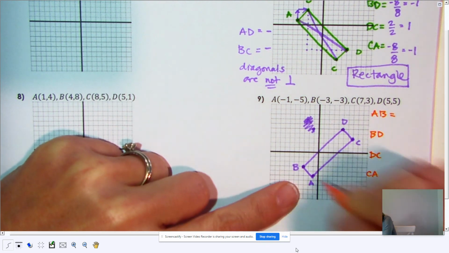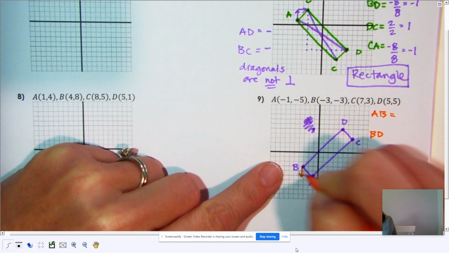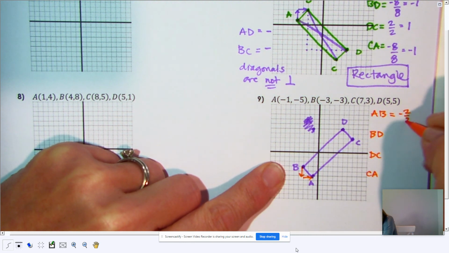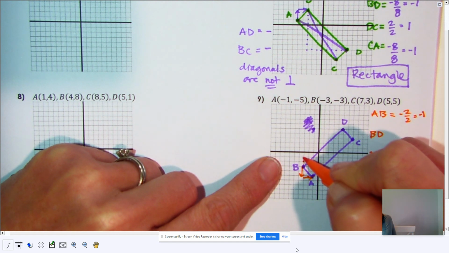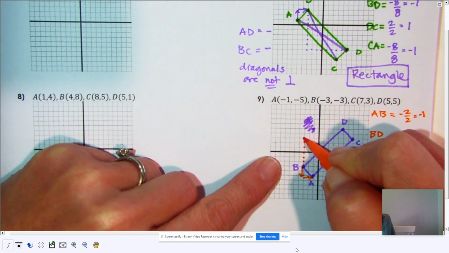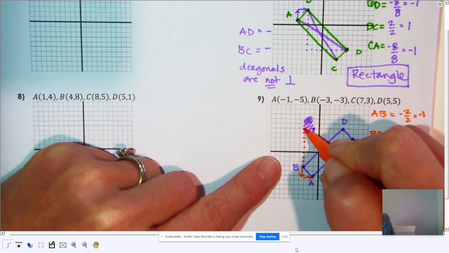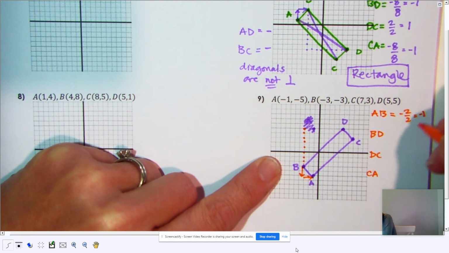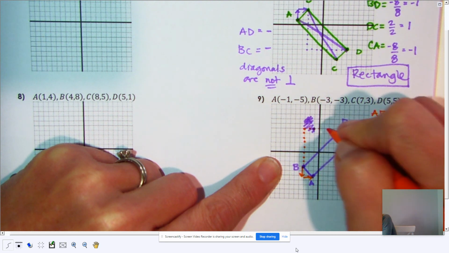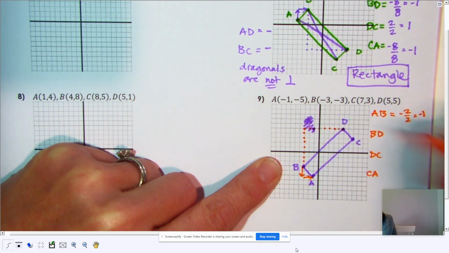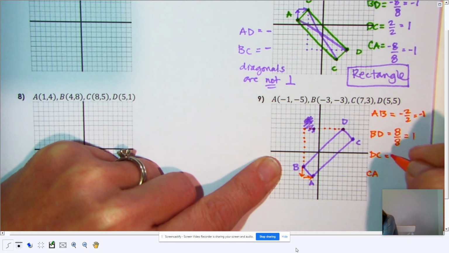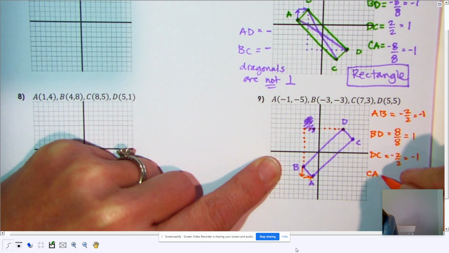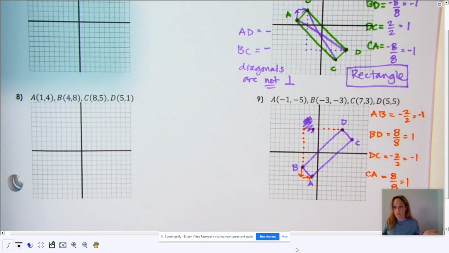From A to B, it's actually B to A. We went down by 2 and over 2, which is -1. From B to D, we went up by 8 and over by 8, so 8 and 8, which is 1. This one we went down by 2, over by 2, which is -1. And 8 over 8, which is +1. Sorry, this is taking forever, you guys.